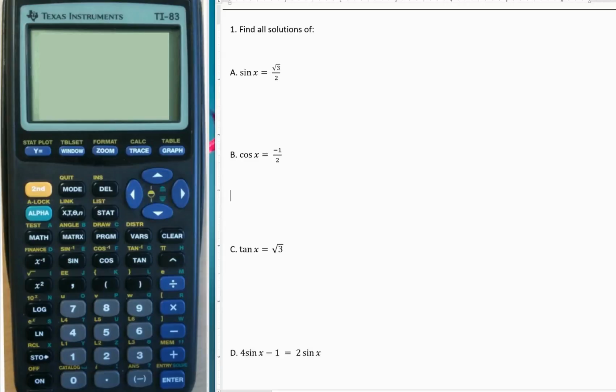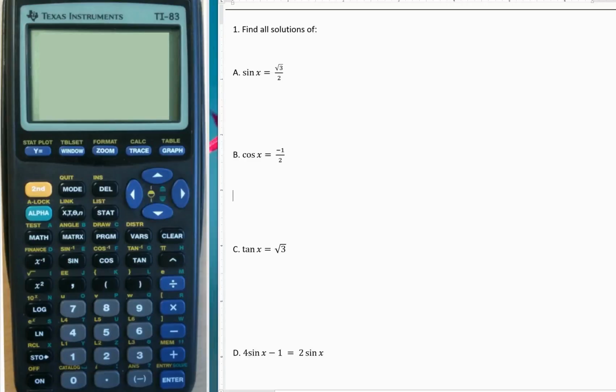We're now going to start talking about solving trigonometric equations. These are going to be equations that have the trig functions in them, and we want to solve for x. So you'll notice this says find all solutions of, and then we're going to solve for equations here. The first one we have here is sine of x equals square root of 3 over 2.